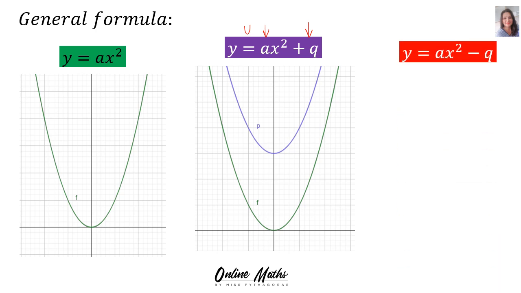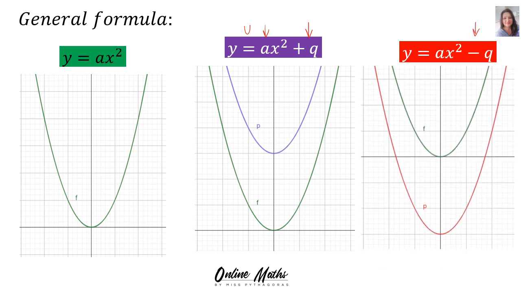And then when I give you y is ax squared minus q, and then q's value is negative, this means your graph will translate or shift downwards. And again, a is still positive, so your graph is still concave up.